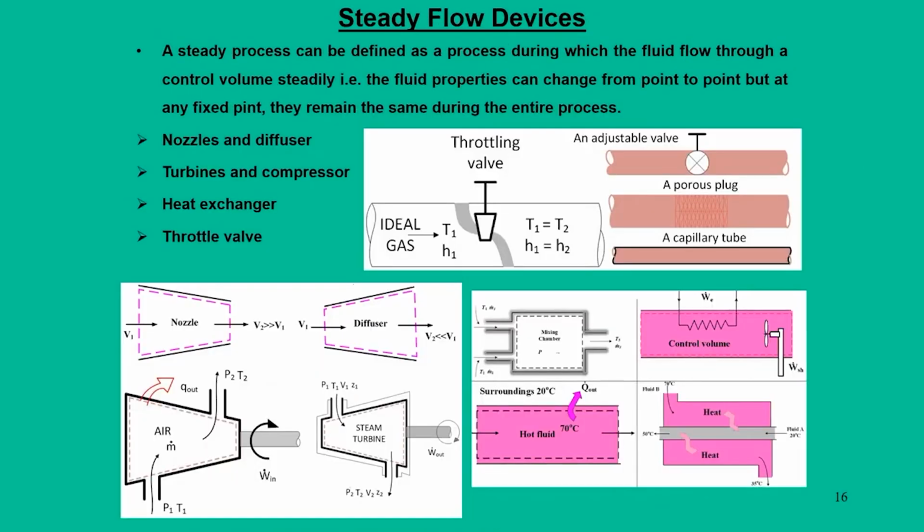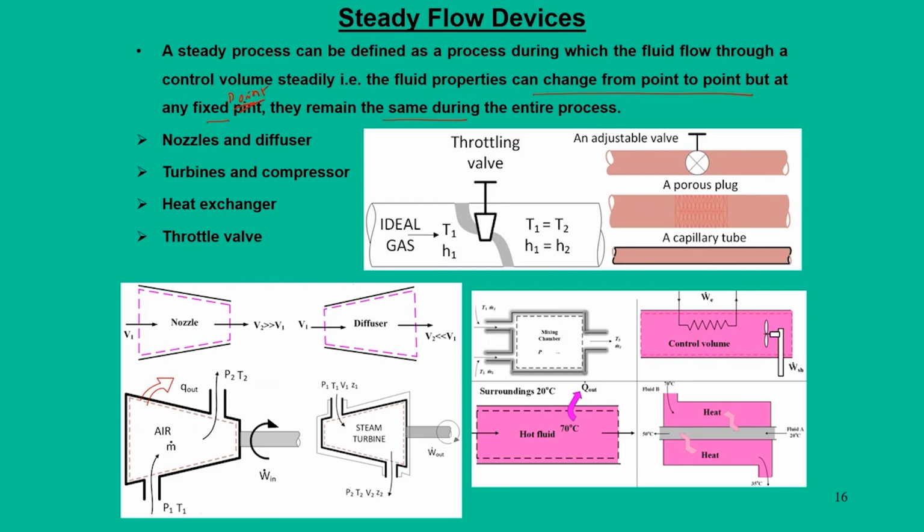The last segment of this is to introduce some steady flow devices, which are governed by the first law of thermodynamics. Steady flow devices operate on steady thermodynamic processes, in which the fluid flows through the control volume steadily. What we view is that fluid properties can change from point to point, but at a fixed point they remain the same for the entire process.